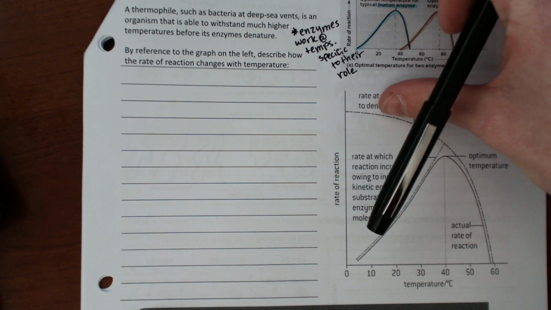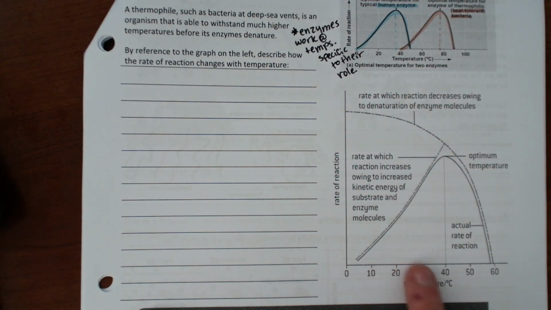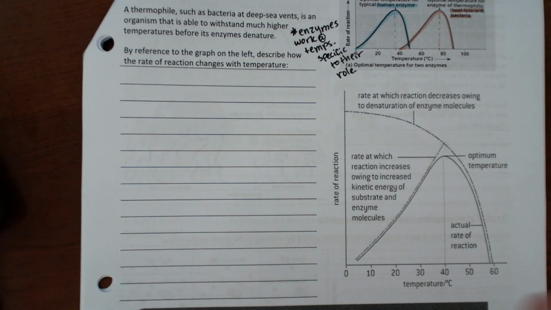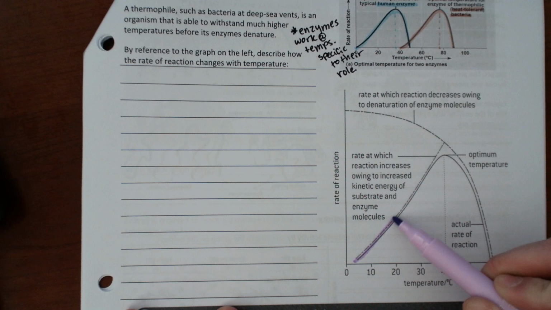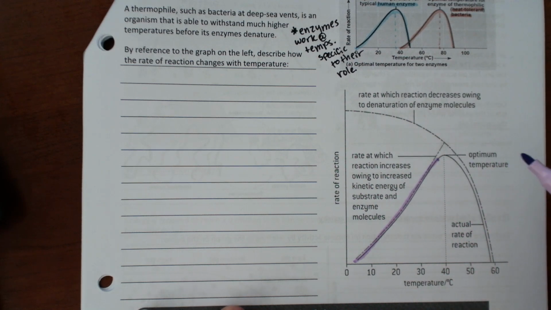This is like a zoomed-in version of one of these. I'm assuming this is some sort of human enzyme because its optimum is about 40, but it could be anything. It's like a fake graph, so it doesn't really matter. But what we're literally looking at is our reaction rate based on temperature and why it has these changes. So let's first look at the first section where we have our increasing rate. We'll make that purple. And so we have our increase in rate up to here.